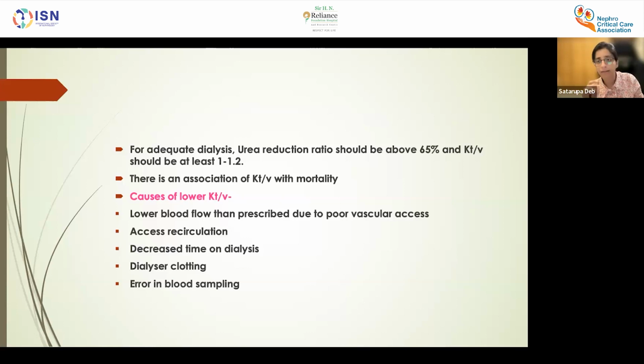Okay. And can you tell me what is the relationship of URR and KT by V? Now we have both these values, both these methods by which we can assess adequacy. So what is the relation between URR and KT by V, and which one should we prefer? Is there any preference?